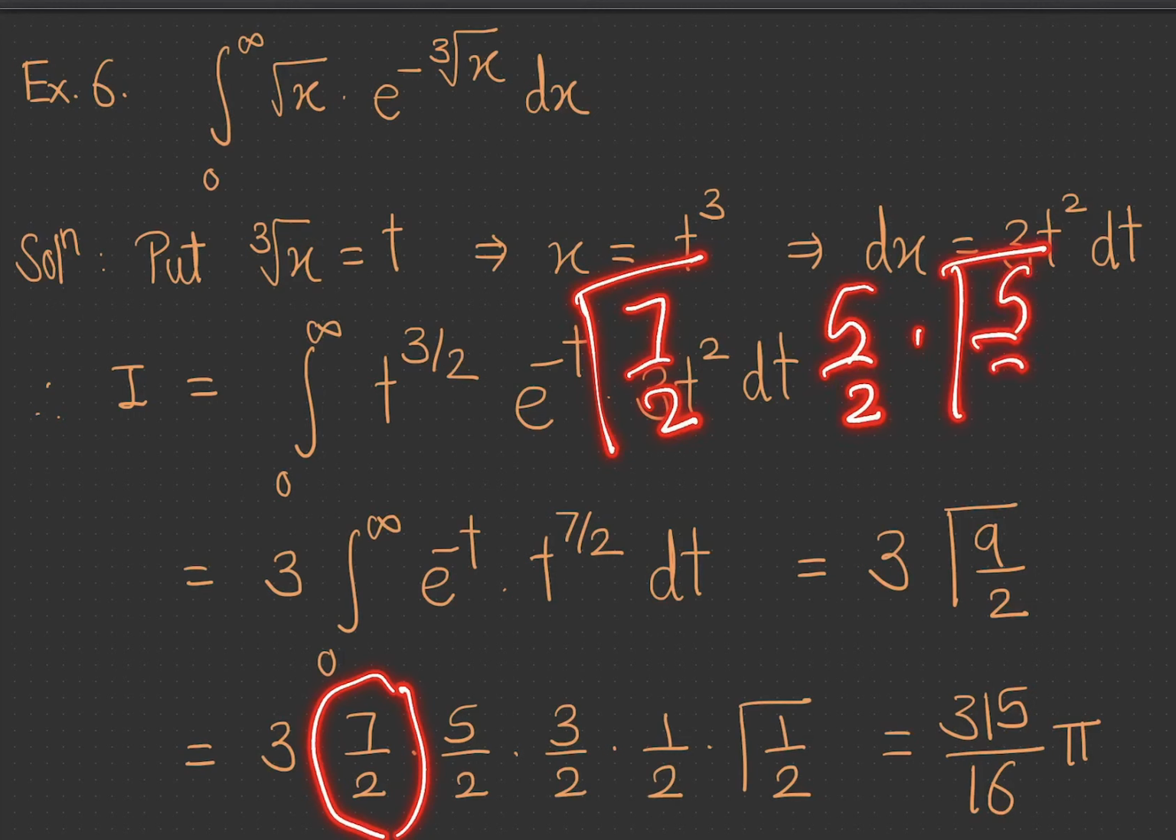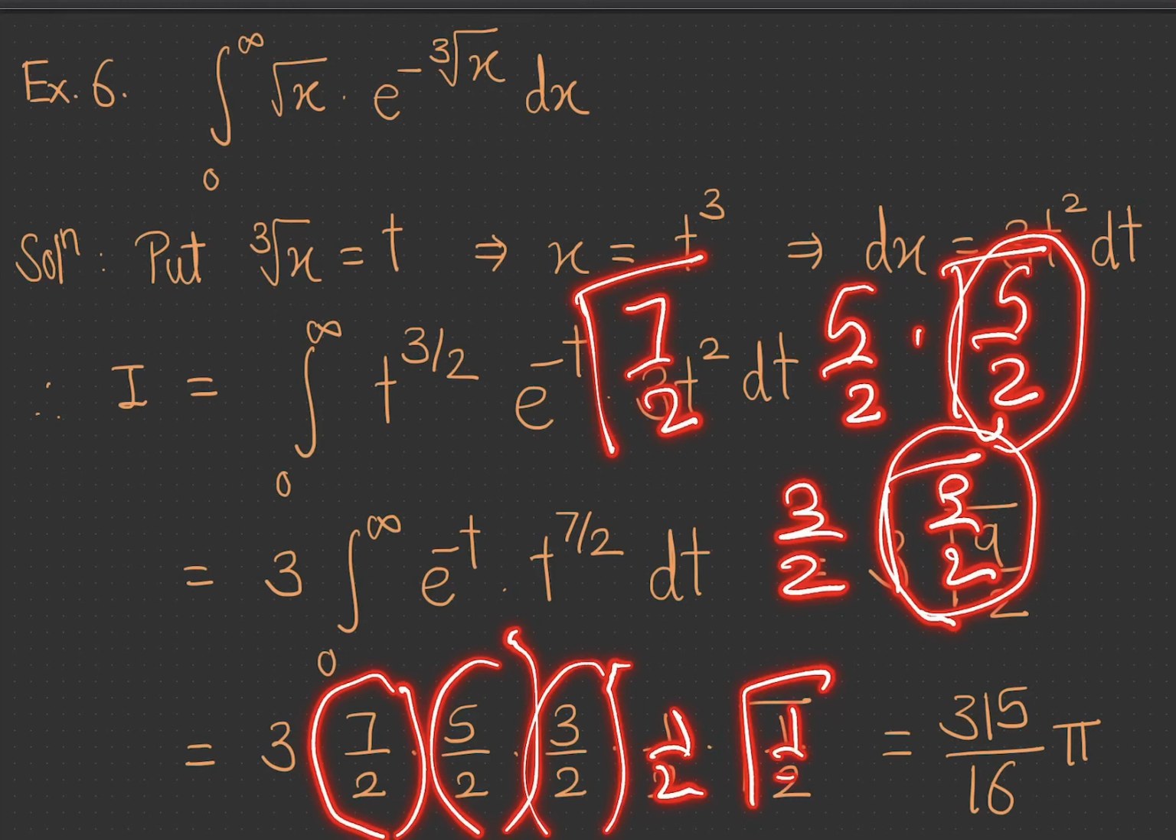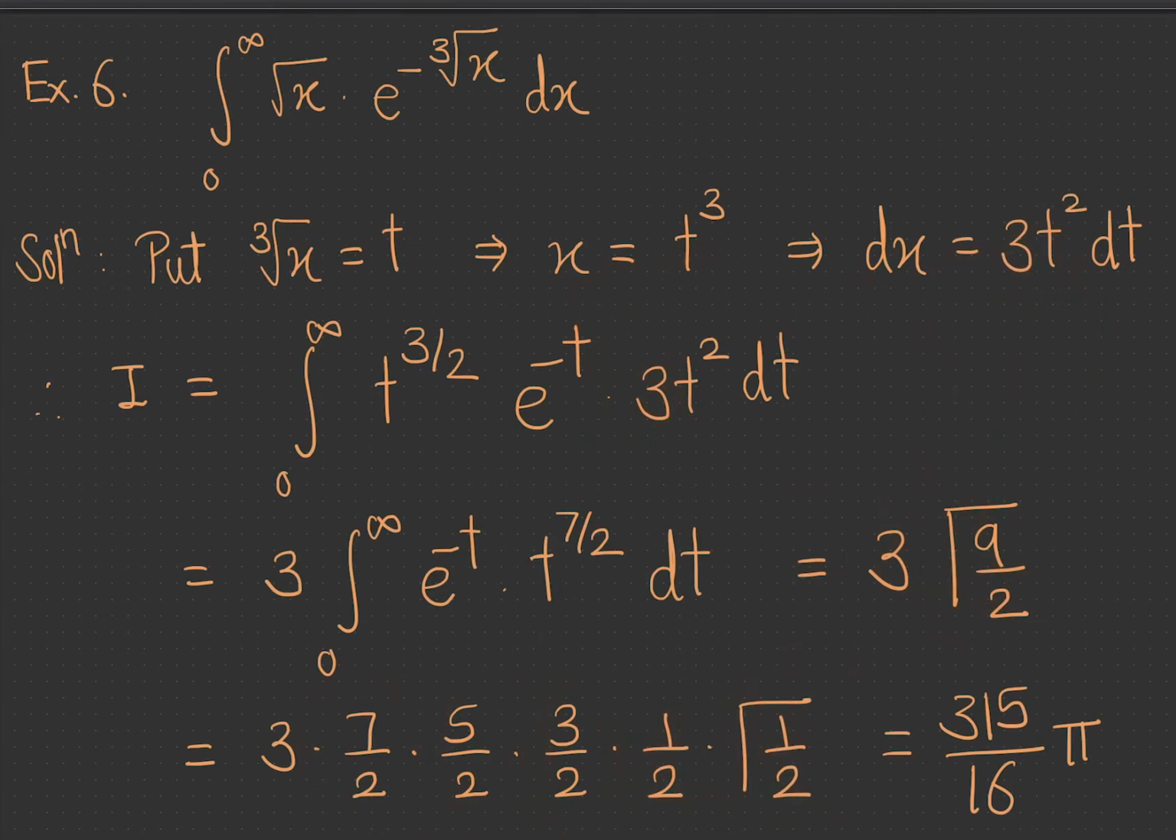gamma 5 by 2. Again this gamma 5 by 2 can be written as 3 by 2 gamma 3 by 2. And again this gamma 3 by 2 can be written as 1 by 2 gamma 1 by 2. And finally gamma of 1 by 2 is square root of pi. So the answer is 315 upon 16 into square root of pi.